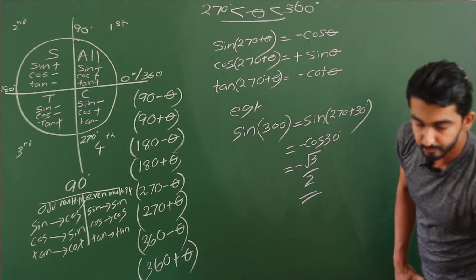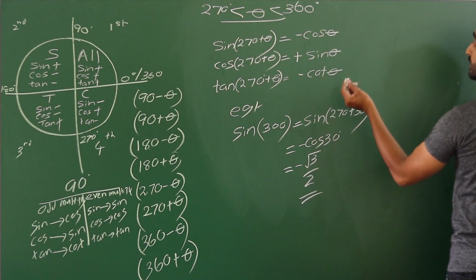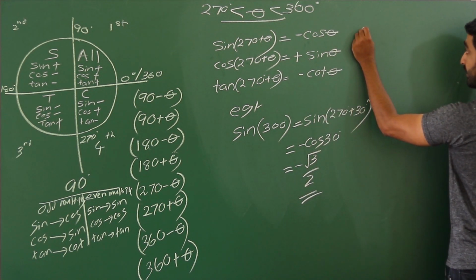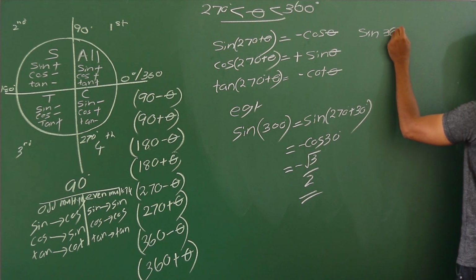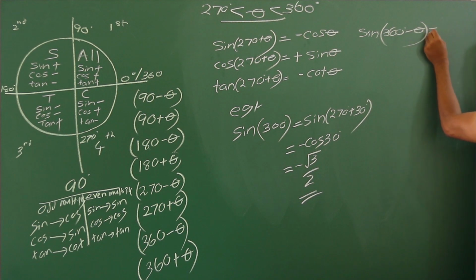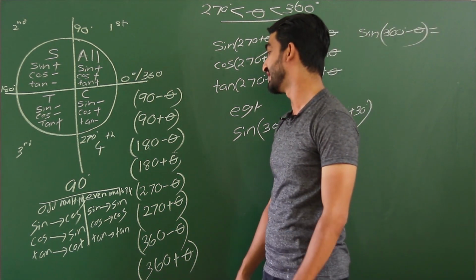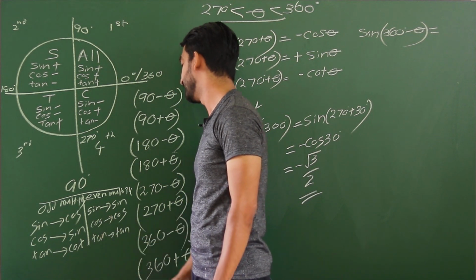Now moving to the other one, 360 minus theta. It is now sine 360 minus theta equals, now 360 means 4 into 90, which is an even multiple, so sine will be sine, cos will be cos, tan will be tan.